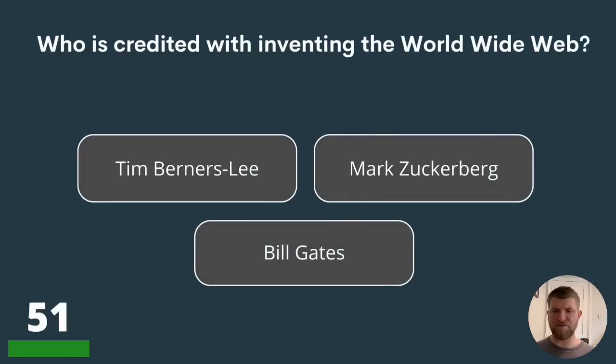And we're halfway through this quiz. We're now moving on to some questions about inventions. Question 51. Who is credited with inventing the World Wide Web? Tim Berners-Lee, Mark Zuckerberg, or Bill Gates?